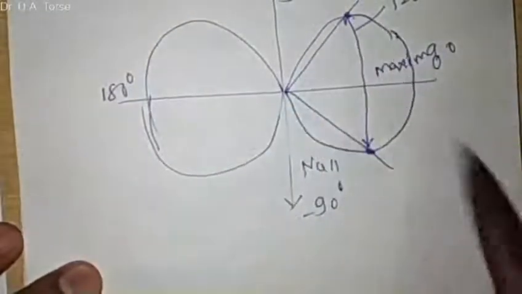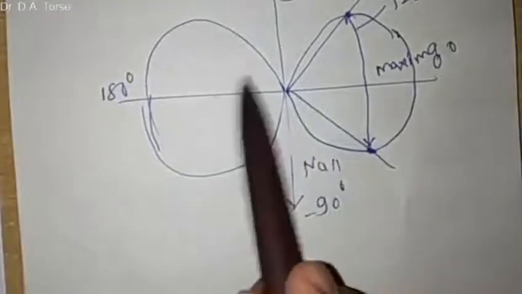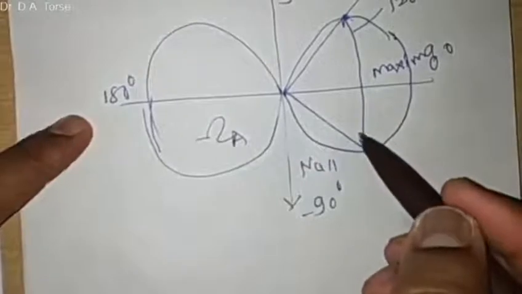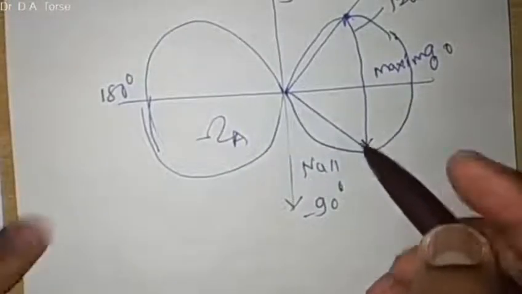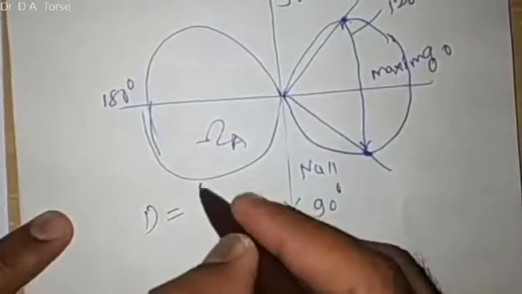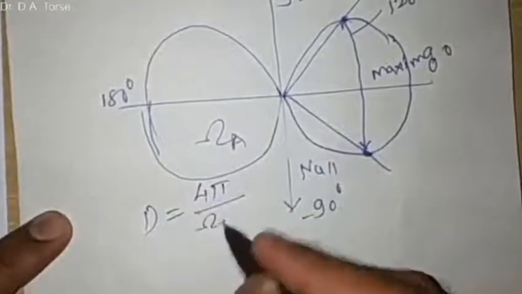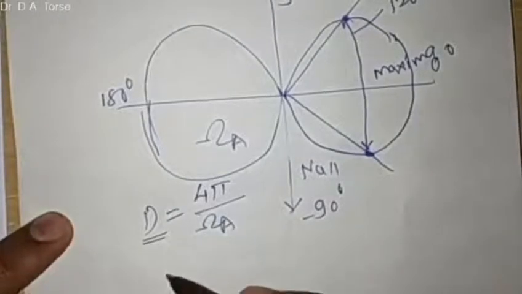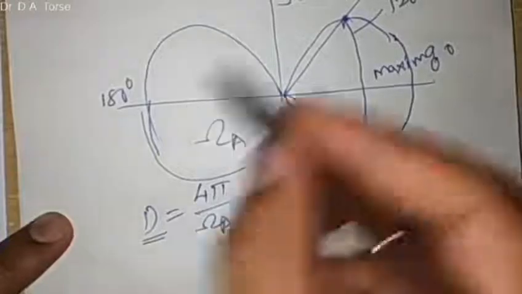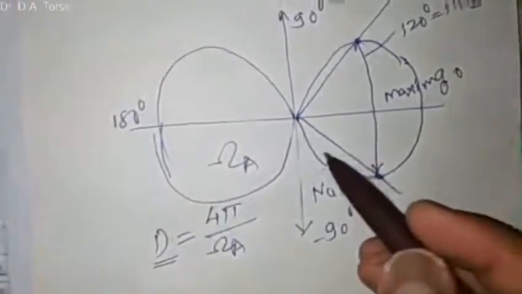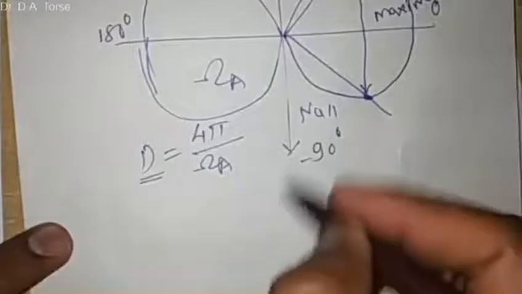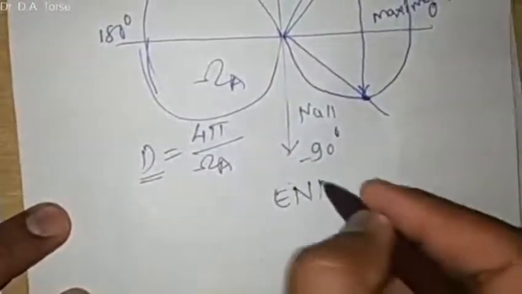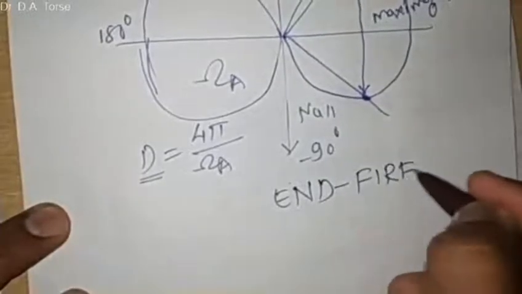So in case of an array of two isotropic point sources with same magnitude but opposite phase, we get broader major lobes, and if the area of the major lobe omega A is broad, it gives a lower value of directivity, because directivity is defined as the ratio of 4 pi to omega A. If this value is large, then definitely the directivity will be small. But in this case, this type of array is termed an Endfire array. So the arrangement with this kind of structure is named as Endfire array.